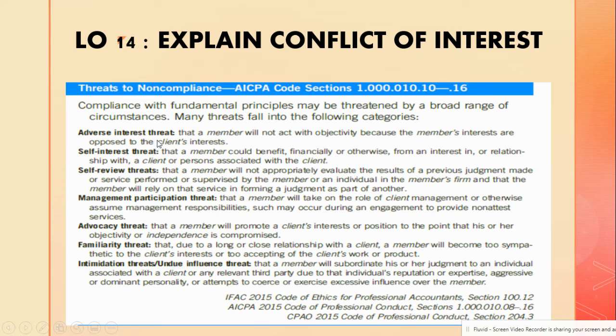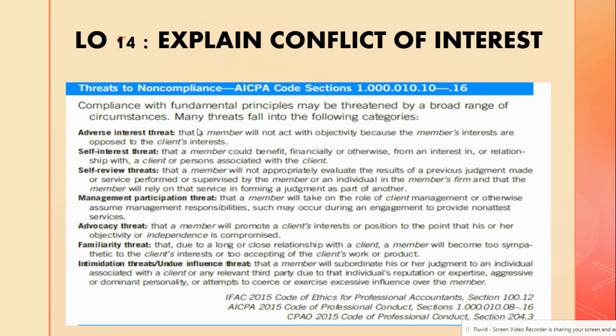So adverse interest threat, which we never cover in auditing at diploma level. But the threats that we cover, we have self-interest threat, self-review threat, advocacy threat, familiarity threat, and intimidation threat. Okay, so adverse threat is where a member will not act with objectivity because the member's interests are opposed to the client's interests. That is, if each has their own interest or objective.